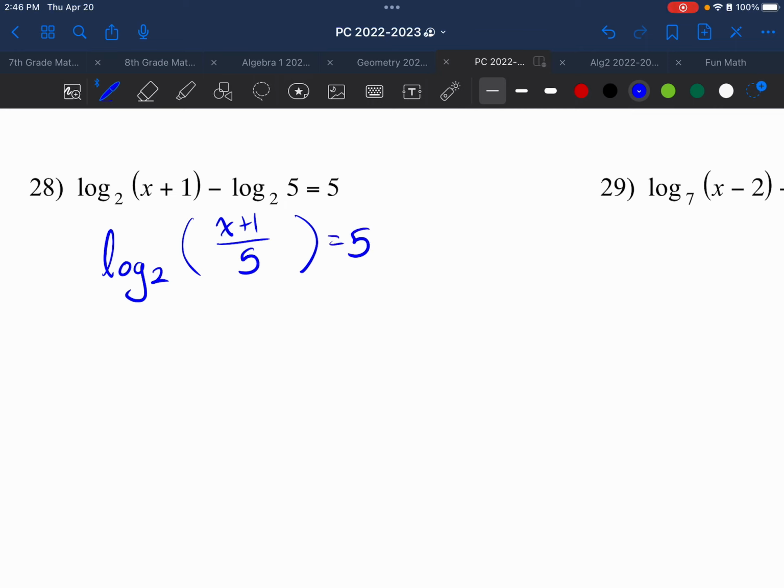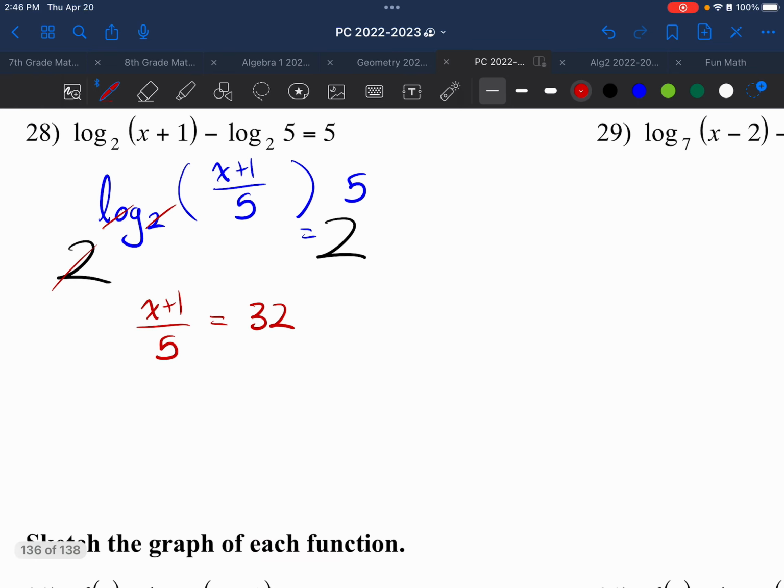Time to undo the logarithm with exponentiation, namely 2, and a 2 right here. We'll move the equal to sign down to make it look like an equation, and we're going to cancel some things out. You're gone, you're gone, you're gone, leaving me with x plus 1 over 5 is equal to 2 to the power of 5, which is 64, I forget. 2 to the power of 3 is 8. 4 would be 16, so 32.